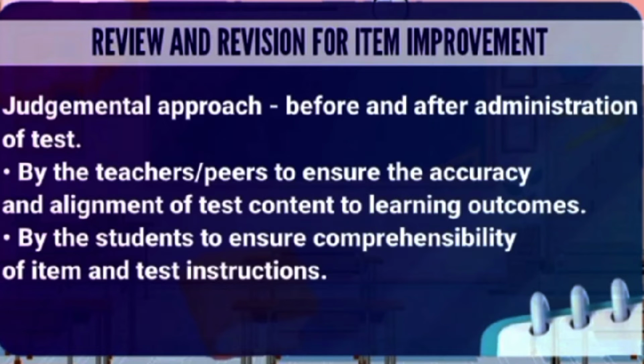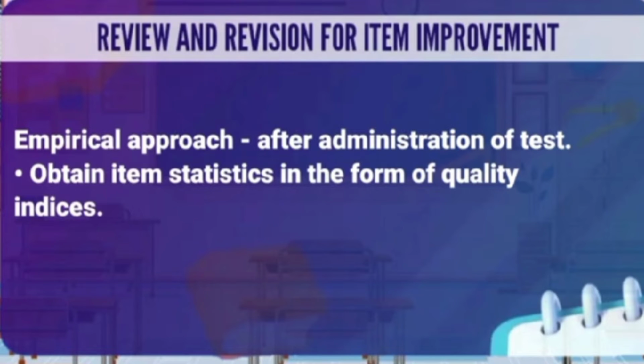First is the judgmental approach, before and after administration of the test, by the teachers or peers to ensure the accuracy and alignment of test content to learning outcomes, and by the students to ensure comprehensibility of the items and test instructions. The second approach is the empirical approach, after administration of the test, to obtain item statistics in the form of quality indices. So those are the procedural steps of developing tests.